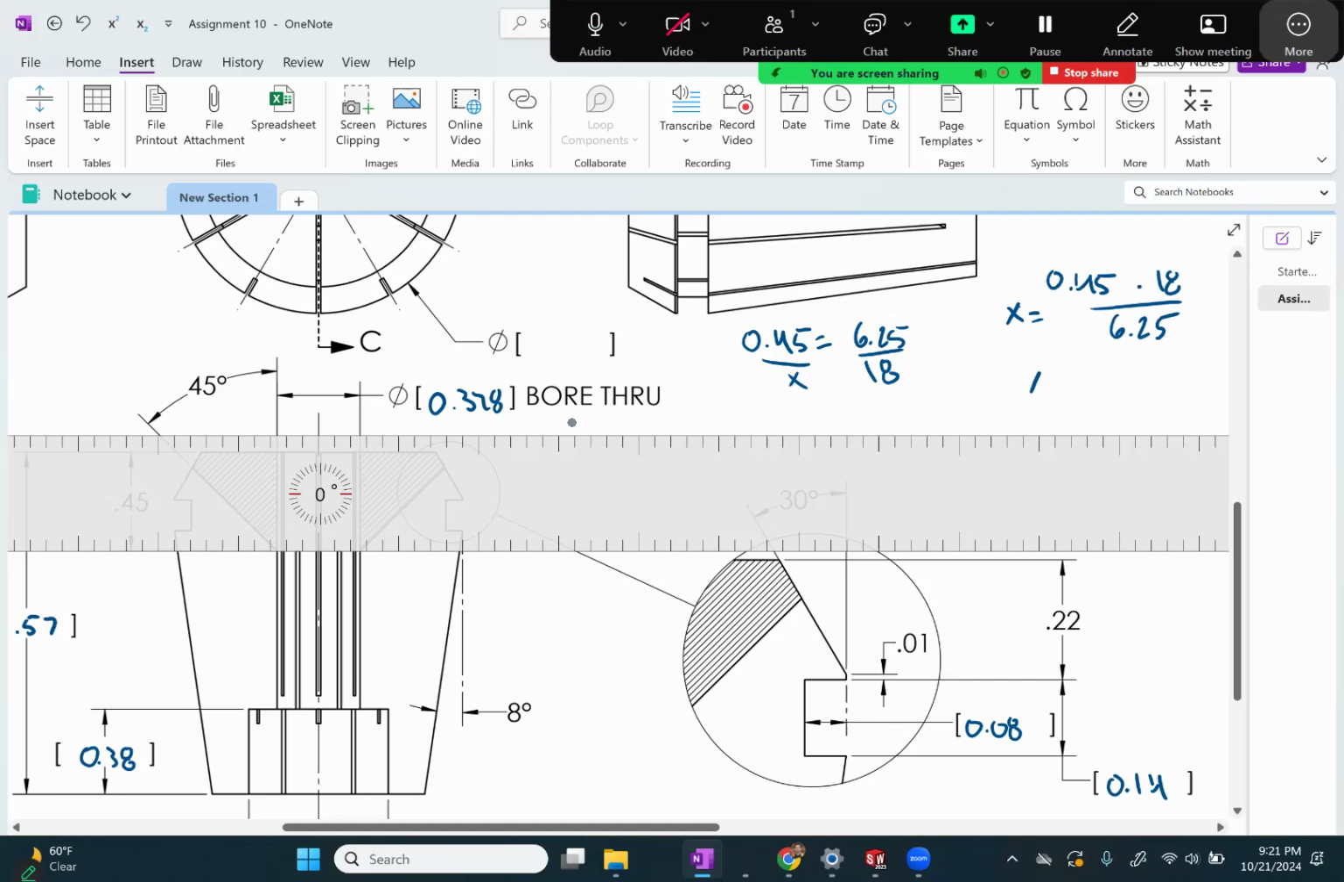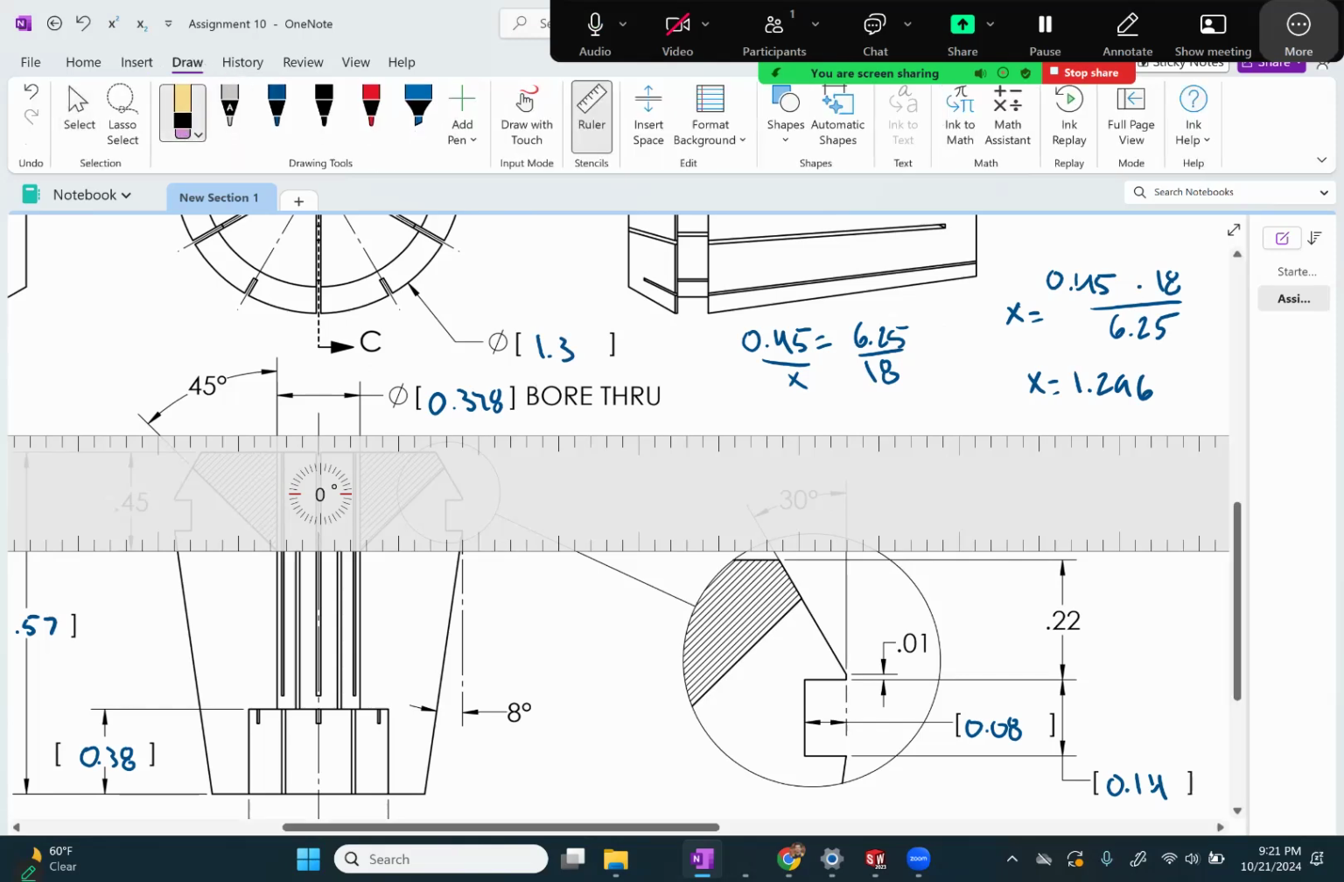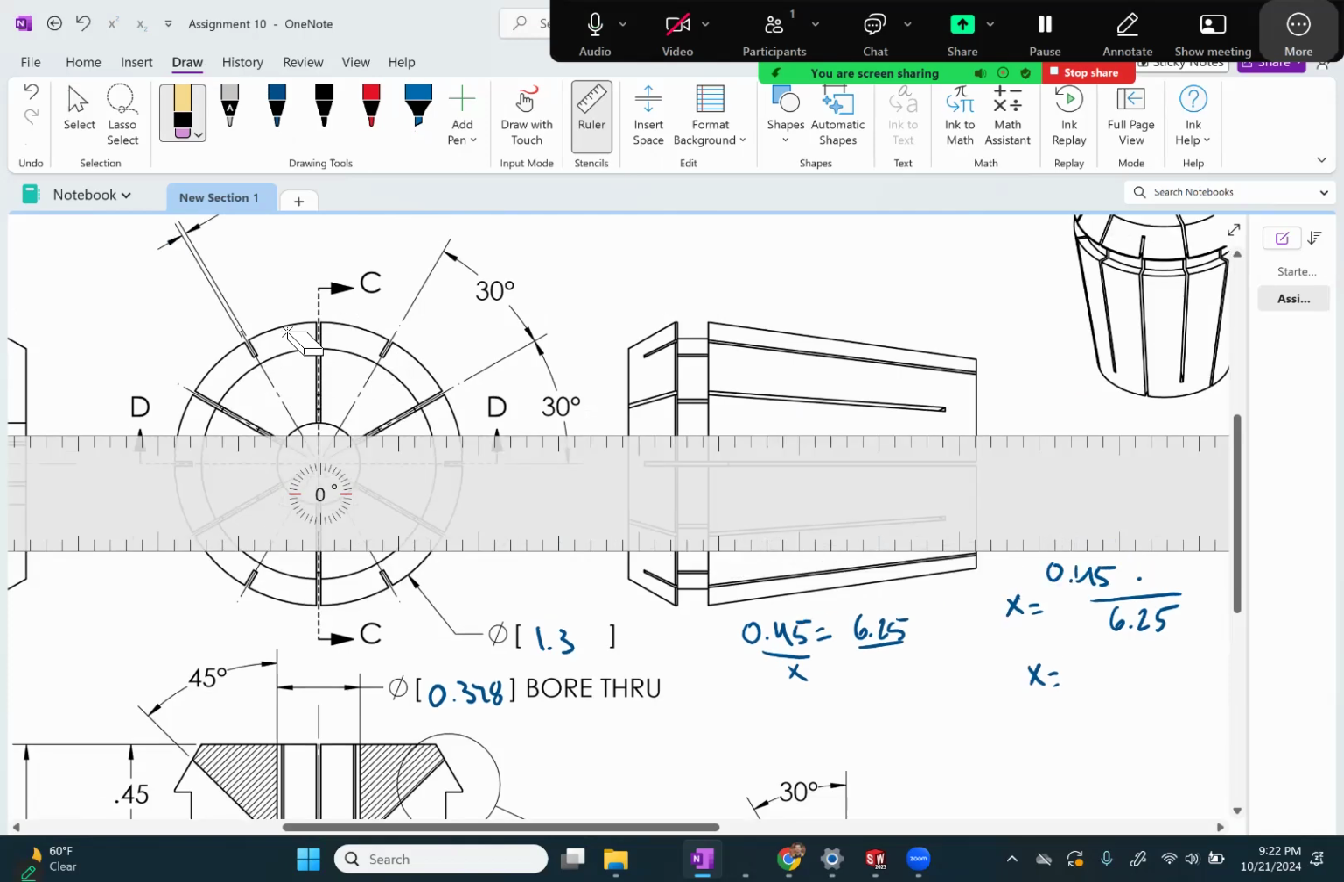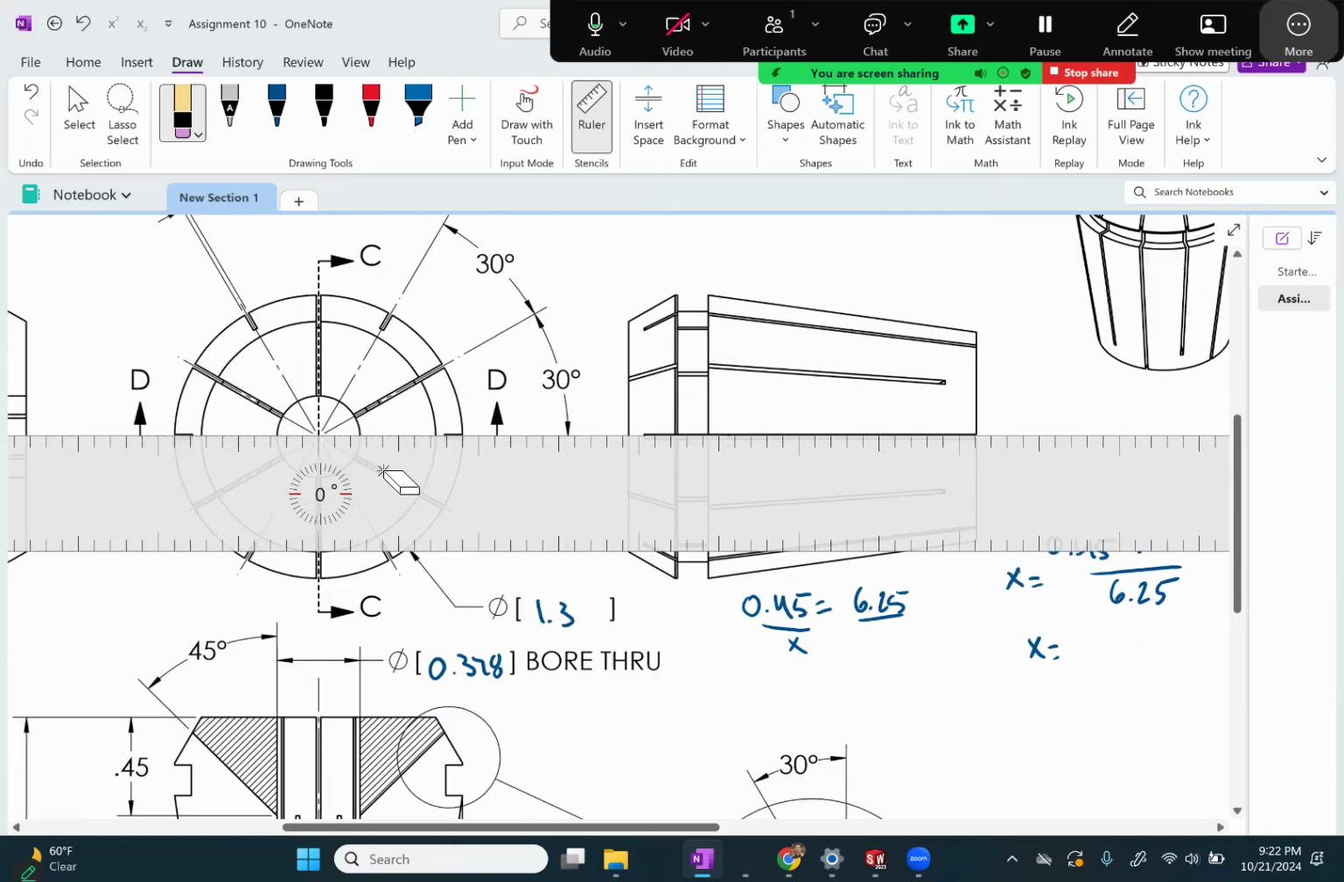So x is equal to 1.296. We can round this to be 1.3. I believe there was one more on there. Yeah, this distance.